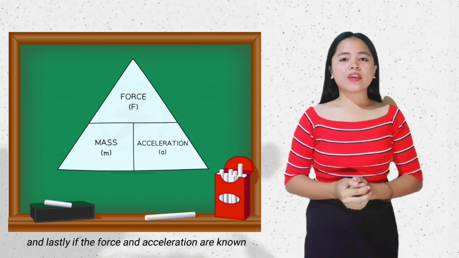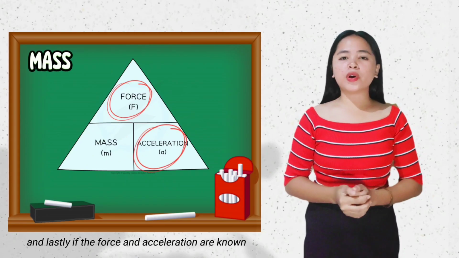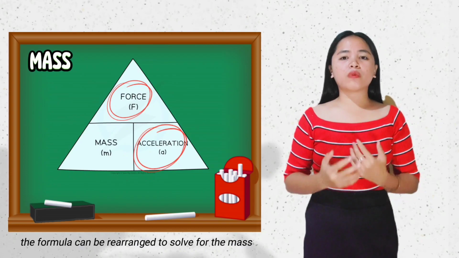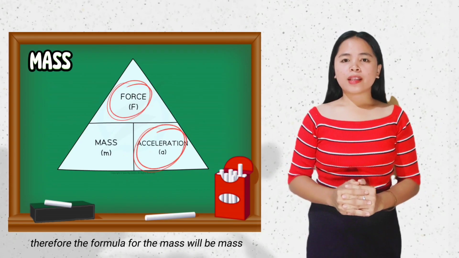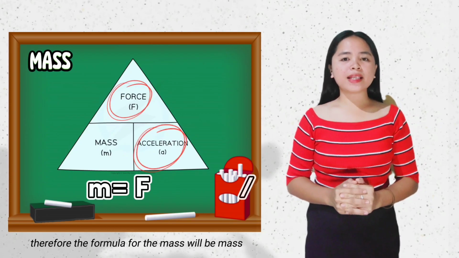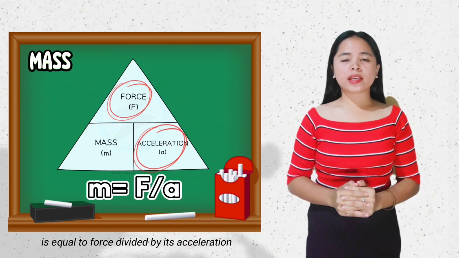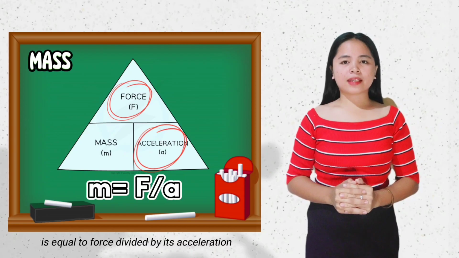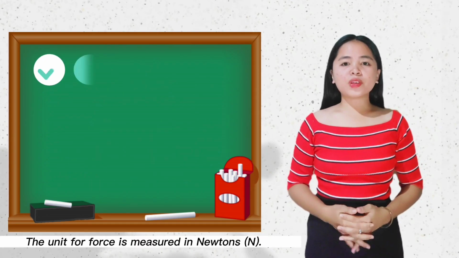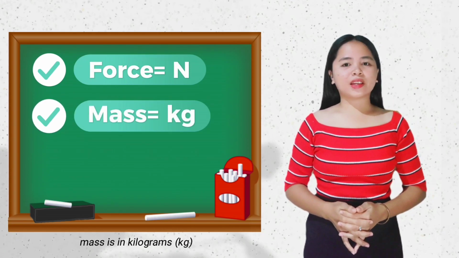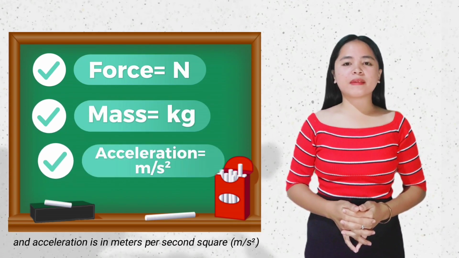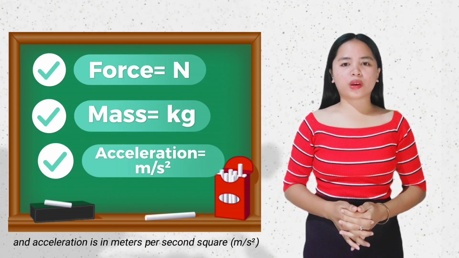And lastly, if the force and acceleration are known, the formula can be rearranged to solve for the mass. Therefore, the formula for the mass will be mass is equal to force divided by its acceleration. The unit for force is measured in newtons. Mass is in kilograms and acceleration is in meters per second squared.